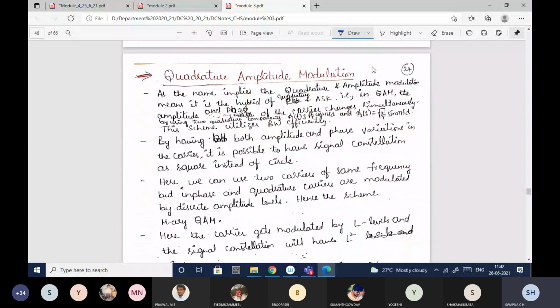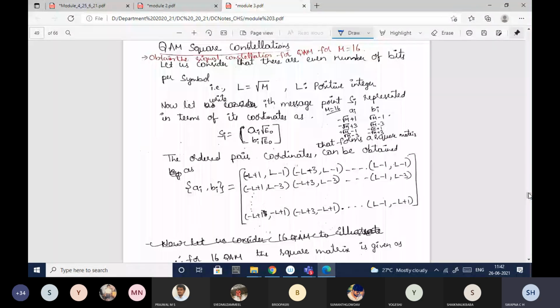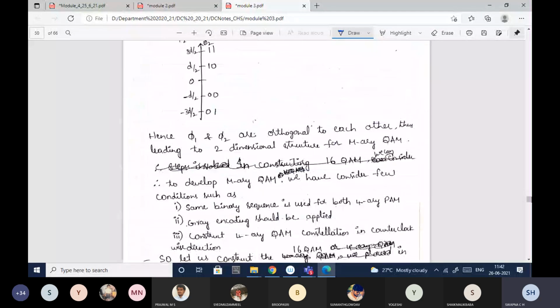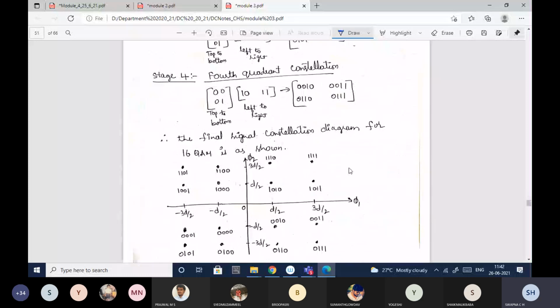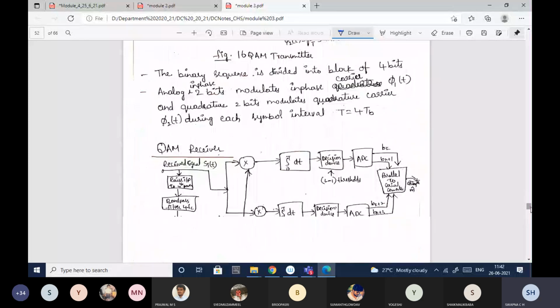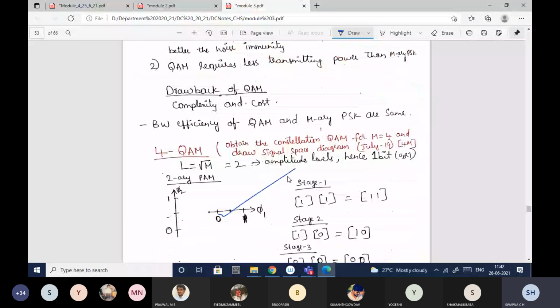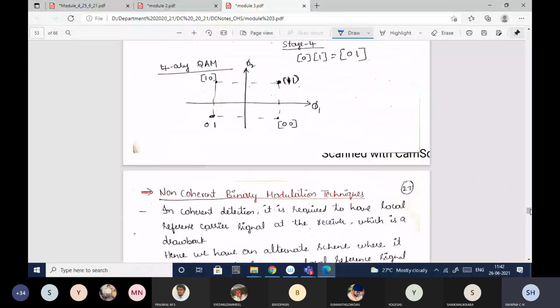Next comes quadrature amplitude modulation, QAM. In QAM, the important questions are related to the signal constellation diagram when M is equal to 16 and when M is equal to 4. Both. So I'll just show you. See, for M equal to 16, this is the diagram. This construction is important. Then generation and detection, then M equal to 4 QAM. Even this is important.